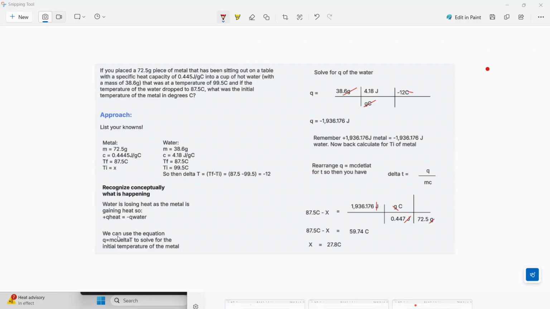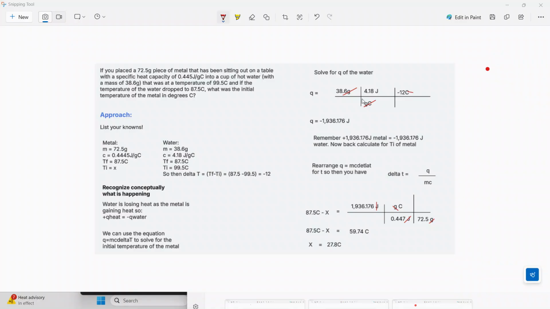So we can use the equation Q is equal to mc delta T to solve for the initial temperature of the metal. So we'll take some algebra tricks to get to our desired result. But given this equation, we can solve for the Q of the water, the heat content of the water, because we have all the components we need for water. Plugging it into this equation, we have Q is equal to M, which was the mass of the water, 38.6 grams, times C, the specific heat capacity, which was 4.18 joules, times our delta T, or the temperature difference, which was negative 12 degrees Celsius.